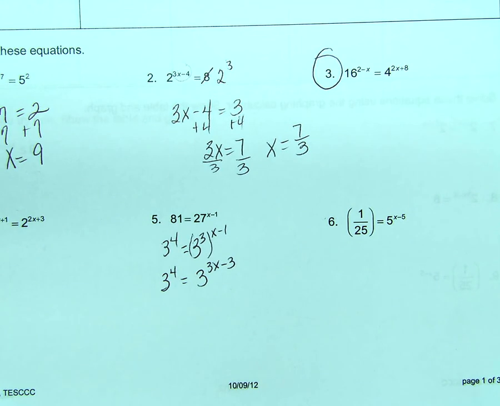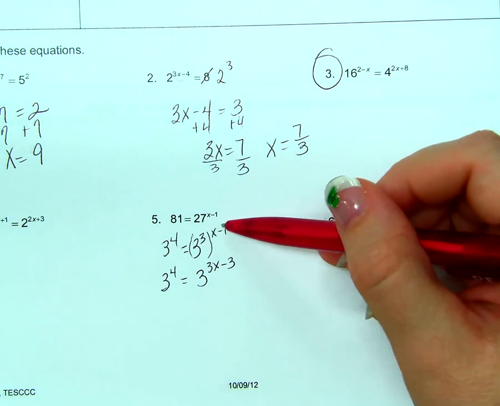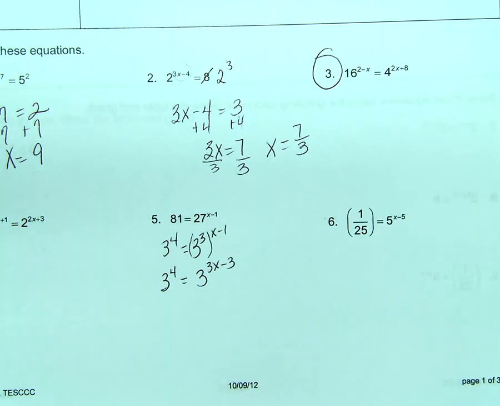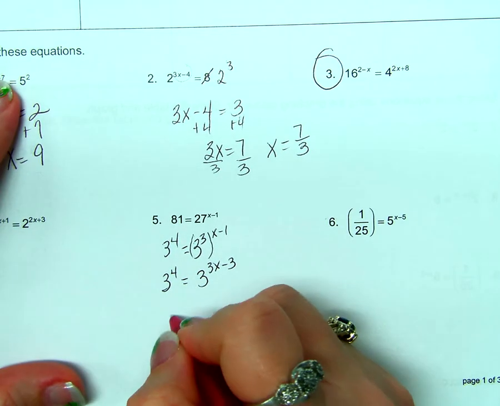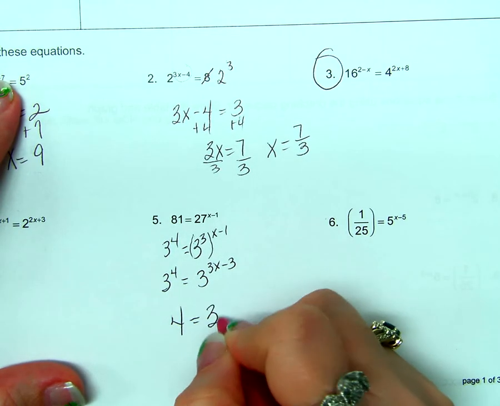Isn't that what you told me to do? Multiply? So I multiplied everything over there by 3. And now suddenly they have like bases. If the bases are alike, what else should be alike? The exponents. So 4 should equal 3x minus 3.